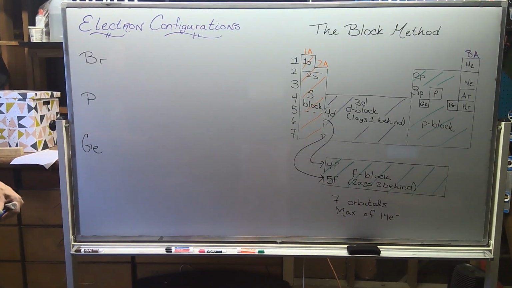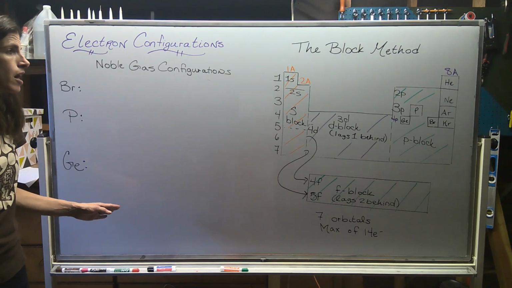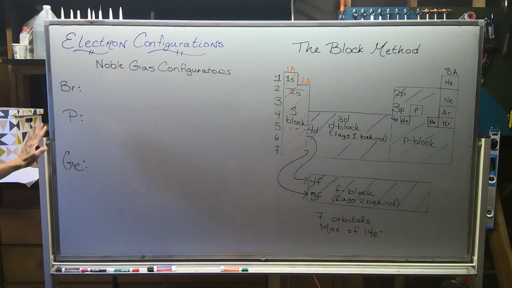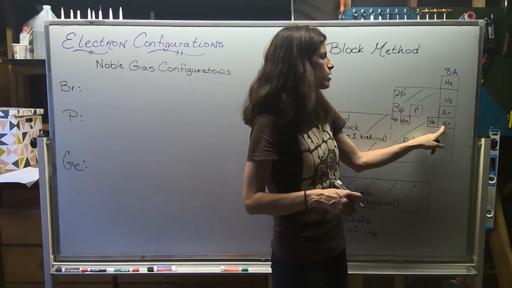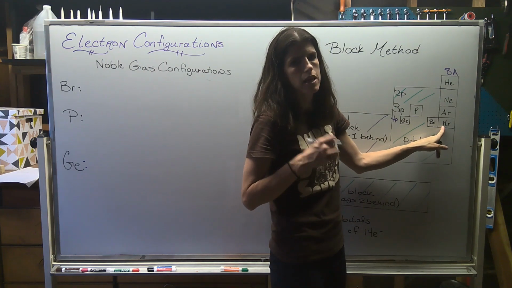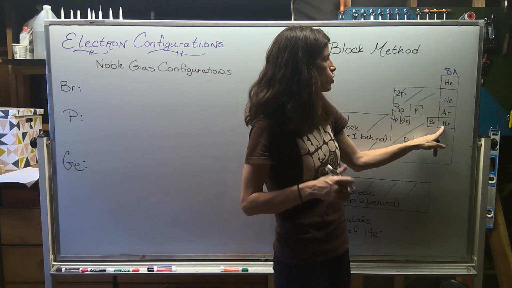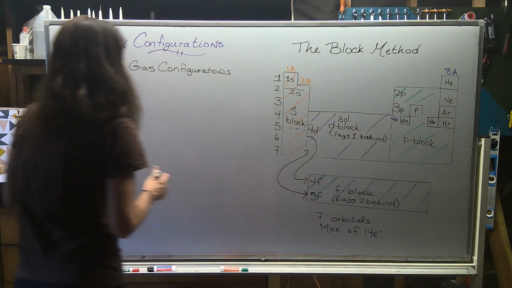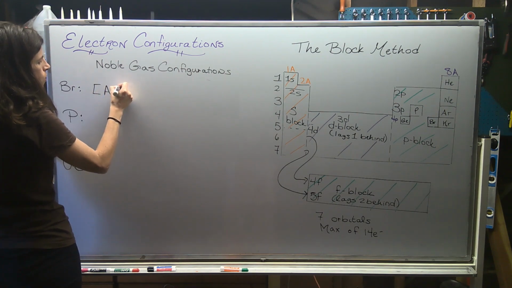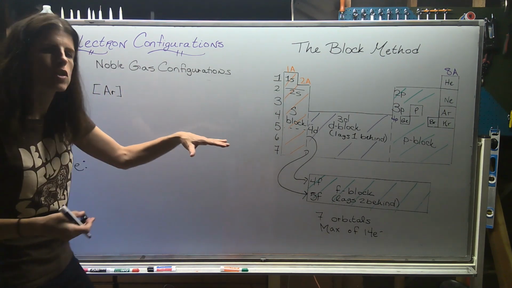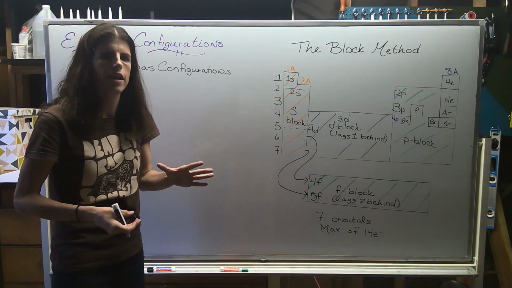Let's use the block method to come up with electron configurations for bromine, phosphorus, and germanium. First thing we need to decide is what noble gas are we going to use. For bromine, krypton is the closest noble gas, but it's larger. Remember, with noble gas electron configuration, you always have to go smaller. So I'm going to select argon. And that means the first 3 rows, everything up to argon in terms of the electrons is taken care of.